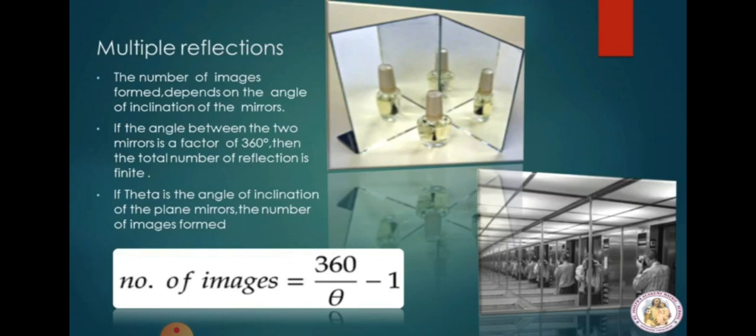The number of images formed depends on the angle of inclination of the mirrors. If the angle between the two mirrors is a factor of 360 degrees, then the total number of reflections is finite. If theta is the angle of inclination of the plane mirrors, the number of images formed is given by the formula 360 degrees divided by theta, minus 1. As you decrease this angle, the number of images formed increases. When they are parallel to each other, the number of images formed becomes infinite. The infinite images you can see in the picture.